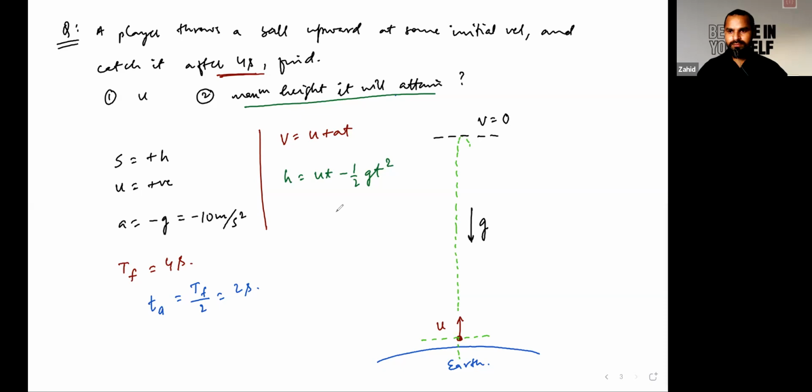Let me help you. We have u as 20 meter per second, as we have calculated from the first part. So u is equal to 20. Time taken while going up is 2 seconds. Minus half g, which is 10, and time taken is 2 squared. So it will be 20 into 2, 40, minus 5 into 4 (2 squared is 4). So it will be 40 minus 20, which is equal to 20.